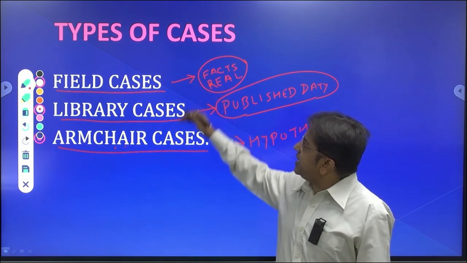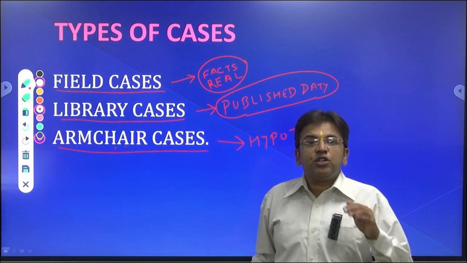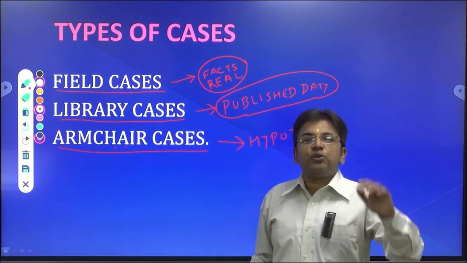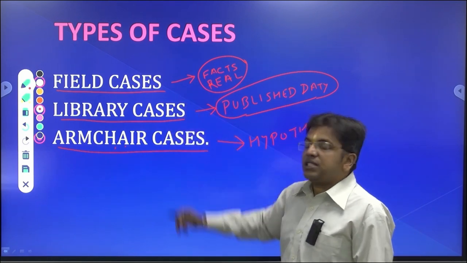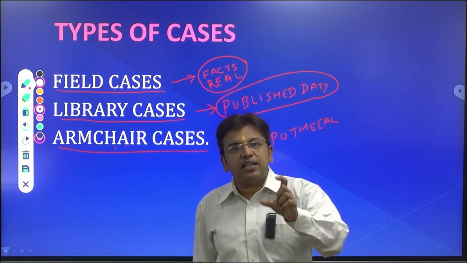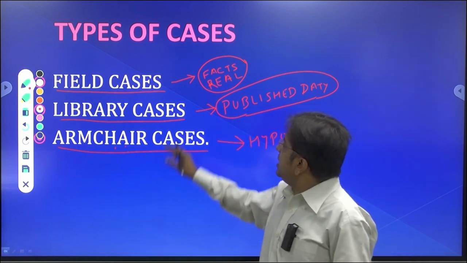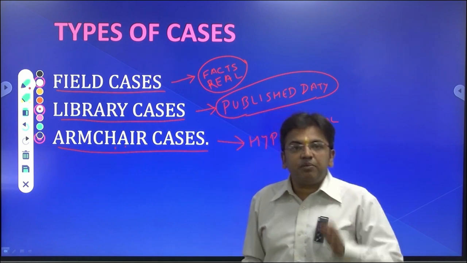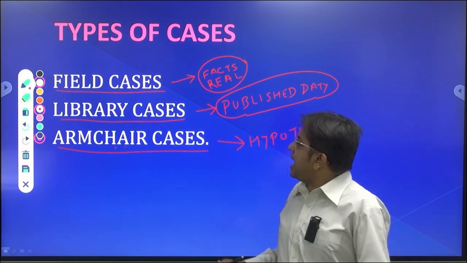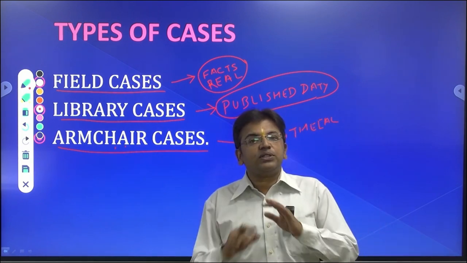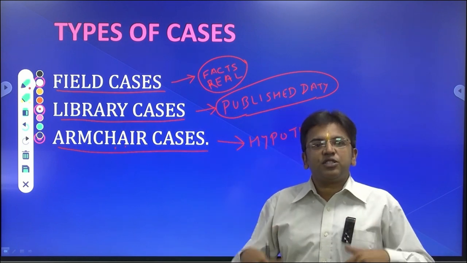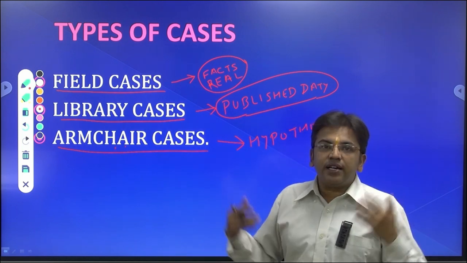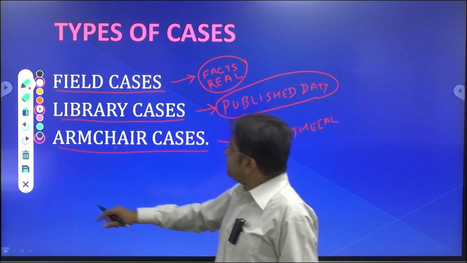So these are the three types of cases by which you can explore your study. Field cases, when you are going to a specific field and exploring the dimensions. Library cases, when you have got the published matter and you are making the cases. And armchair case, where you don't have any data, you are going to assume certain things and write it in the form of a case.